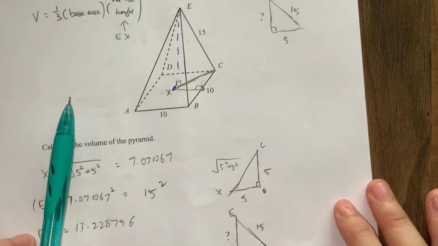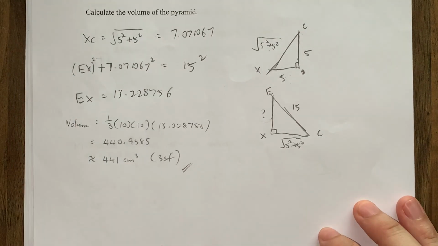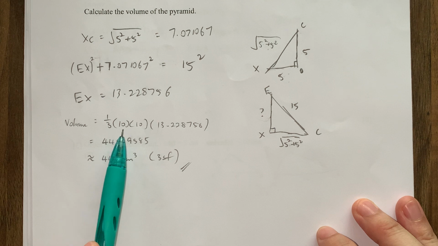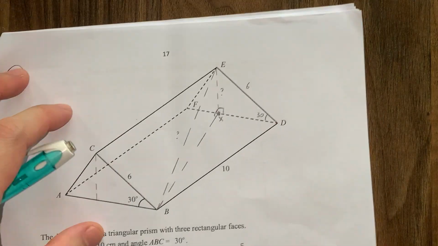At this stage, I have everything ready. I got this, I got this, I got this. So that's why the volume is 1/3 times the base area. The base area is a square, so it's 10 times 10 times the vertical height. Calculator, press, done. Okay, so let's see. Oh, sorry, still got one more.